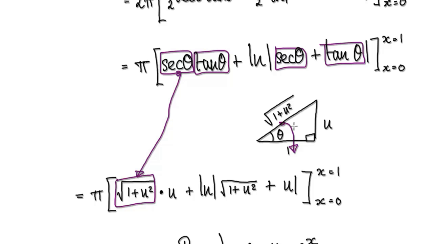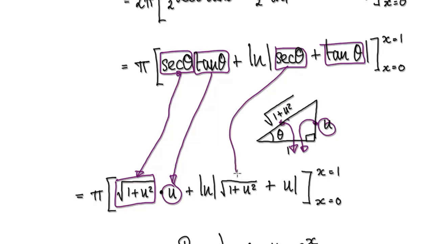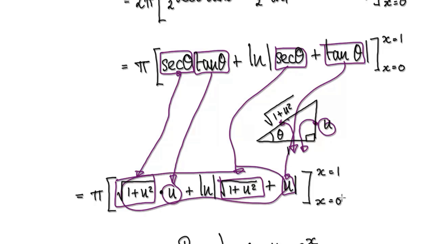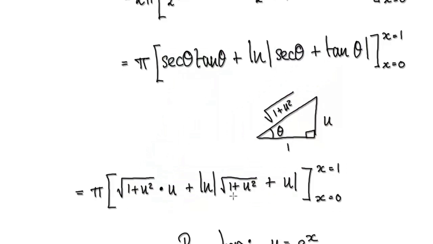And then tan is this thing here. Tan is u over 1, which is u. So this block here is this. And then the secant is this. So that will then give you this. And then tan is this thing here. So remember, now we're all in terms of u, but remember we're integrating from x equals 0 to x equals 1. Now we need to convert everything back into x.